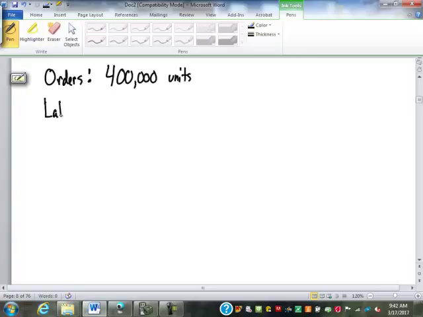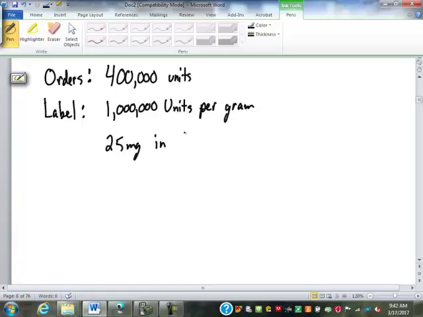And on the label, you see that there are a million units per gram, and 25 milligrams in 6 milliliters.